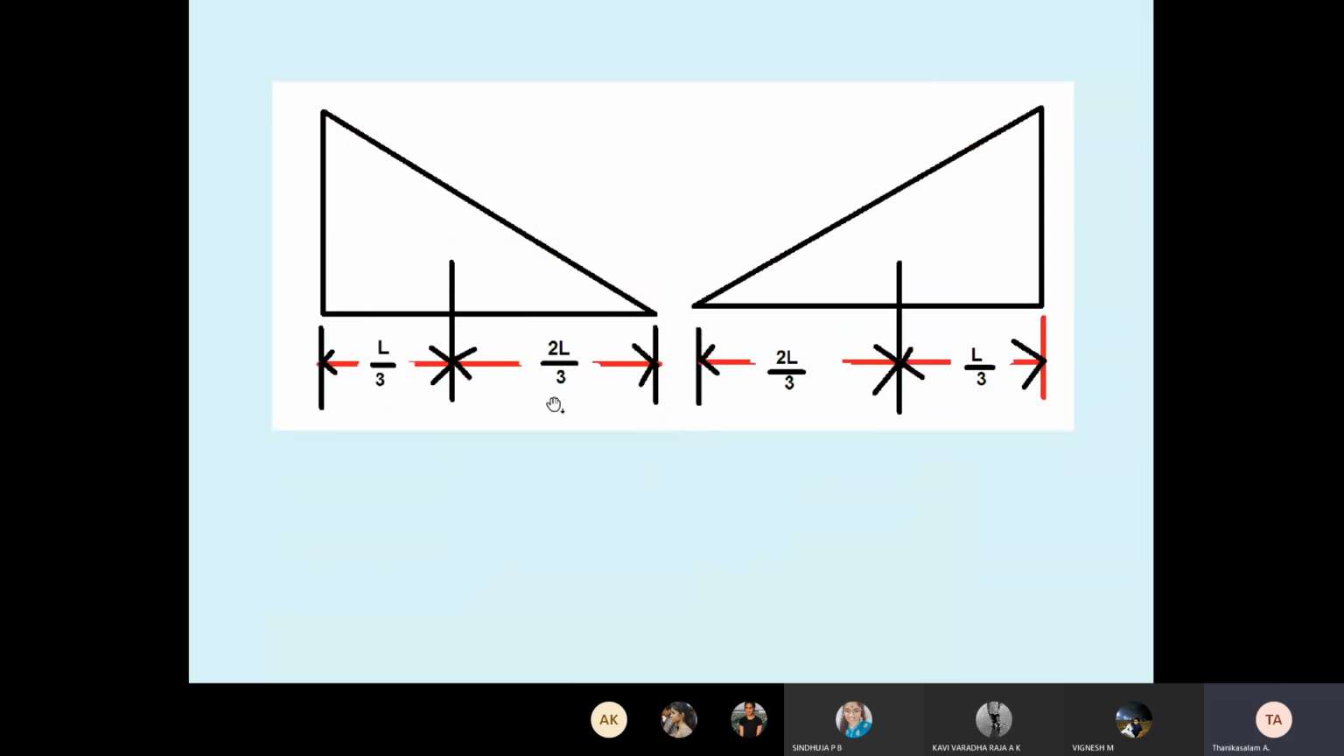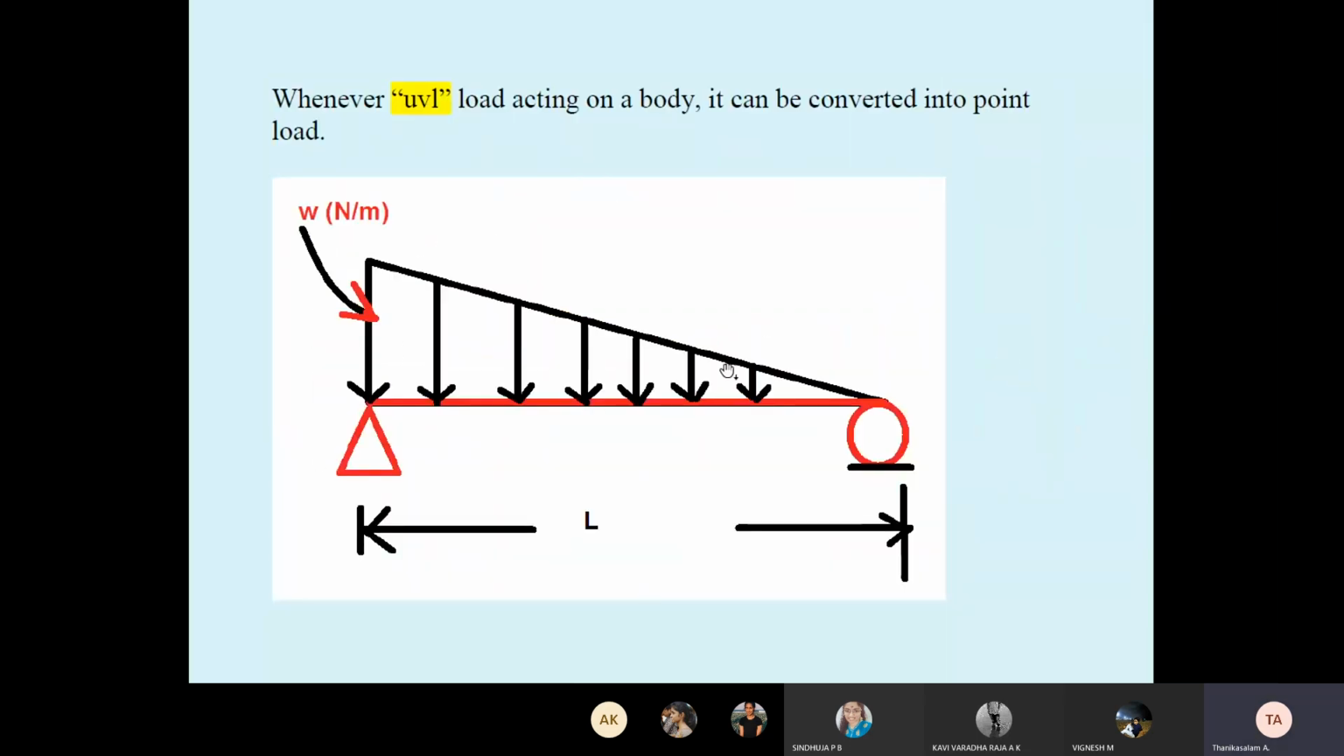When the triangle is like given, from the left side, L by 3, right side, 2L by 3. When the triangle is like given, left side, 2L by 3, right side, L by 3. So here, uniform varying load is acting.